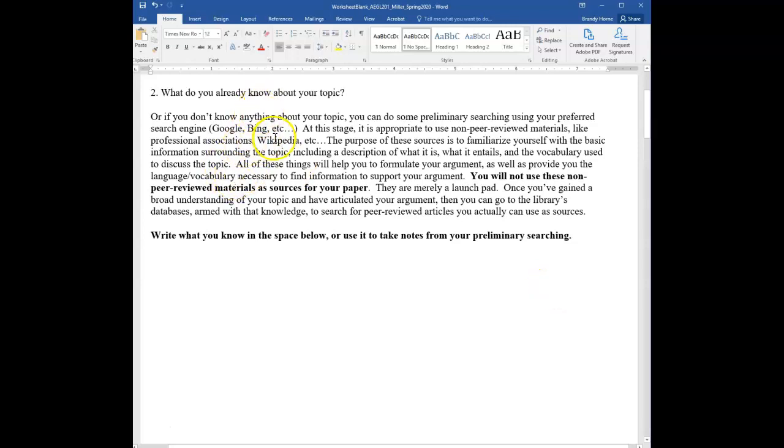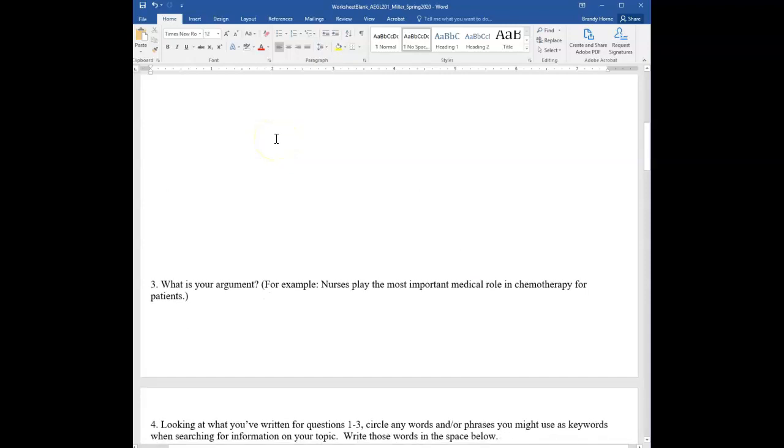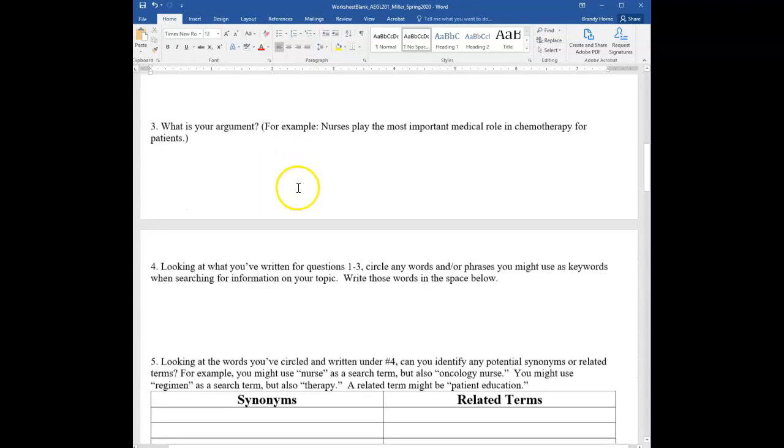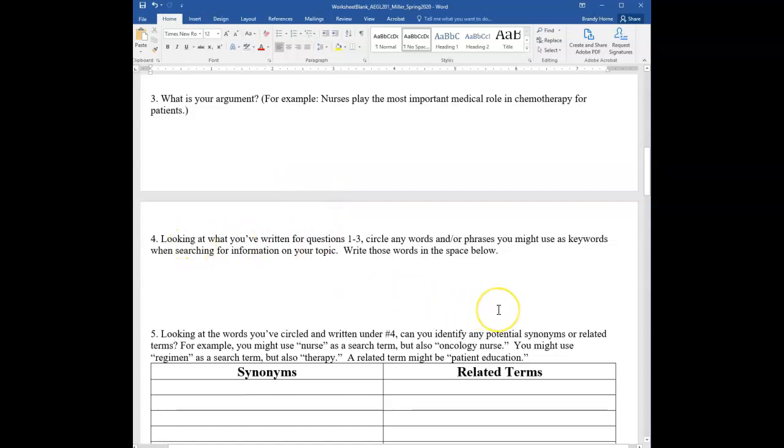So we've gone through the first two steps of the research process, and we move to the third. What is your argument, right? And so using, again, your professor's example, perhaps nurses play the most important medical role in chemotherapy for patients, right? Maybe that is the argument you want to make in your paper, right? And so you articulate that. What is it that you want to say? And that way you have an idea of the kind of information you need to find to begin to support your argument. So number 4.